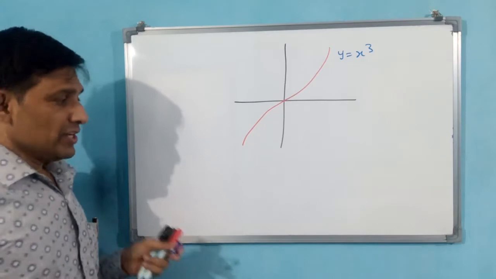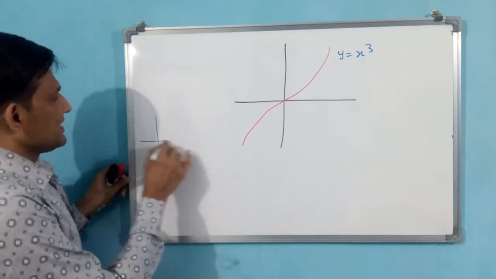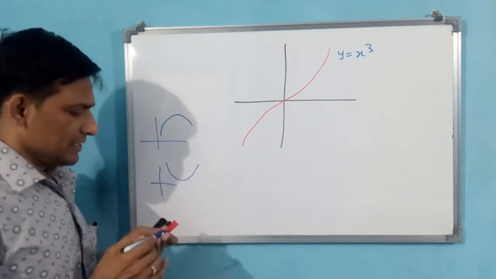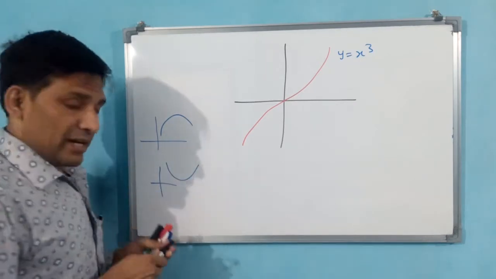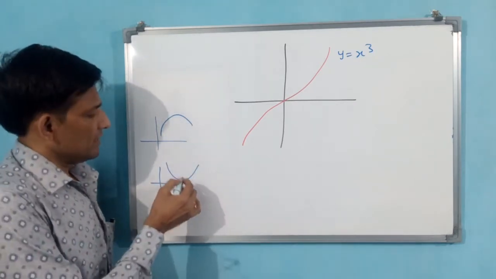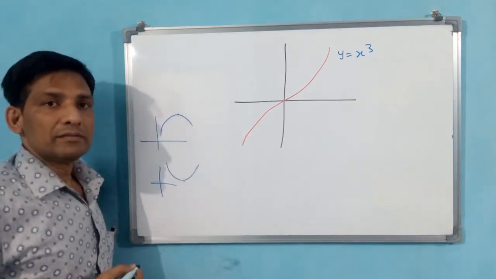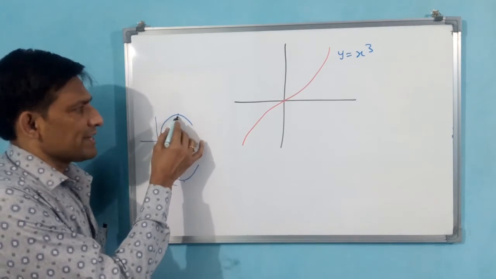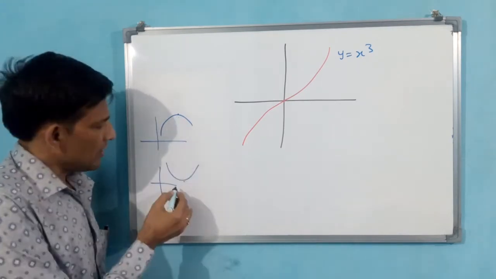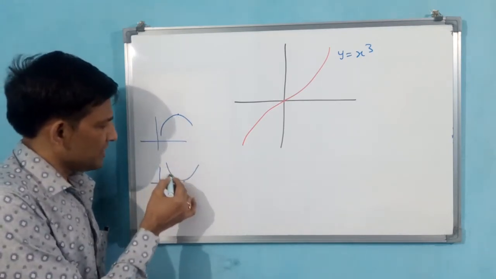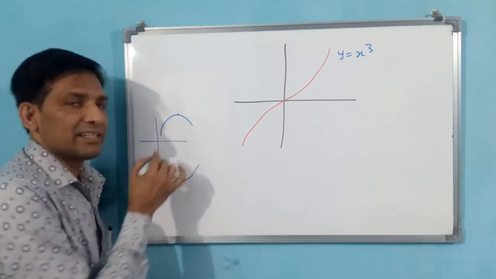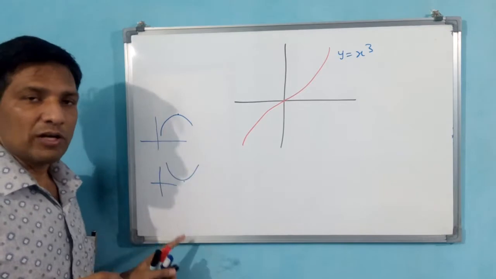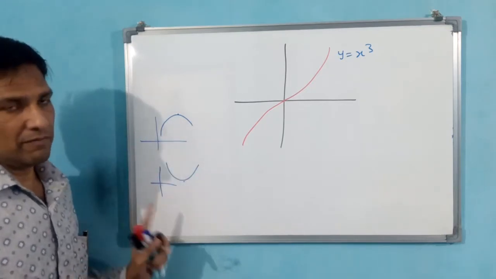But here, unlike the earlier graphs, is there any turning point or critical point? You tell me. Critical point means that after that point the sign has to change. That means decreasing, then increasing, or increasing, then decreasing. That is why critical points are there; local maxima and local minima are available for those.